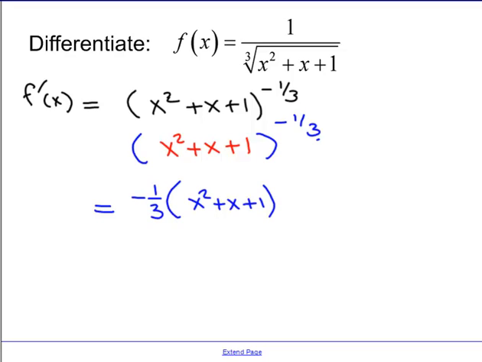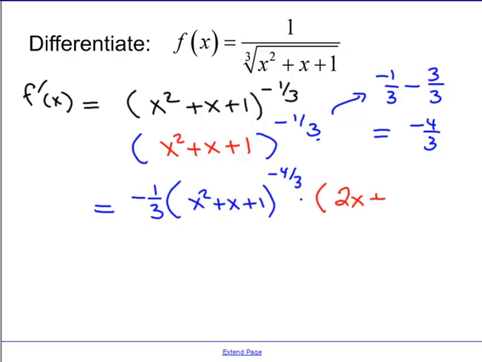Then we have to subtract 1 from the power. So some of you are making a mistake on the quiz with this, so you have to be very careful. You have negative 1 over 3, and you're subtracting 1, so you're really subtracting 3 over 3. So you now have negative 4 over 3, so that's your new exponent. So now we do have an inner function, and we do have to take the derivative of that. So the derivative of x squared plus x plus 1 is 2x plus 1.